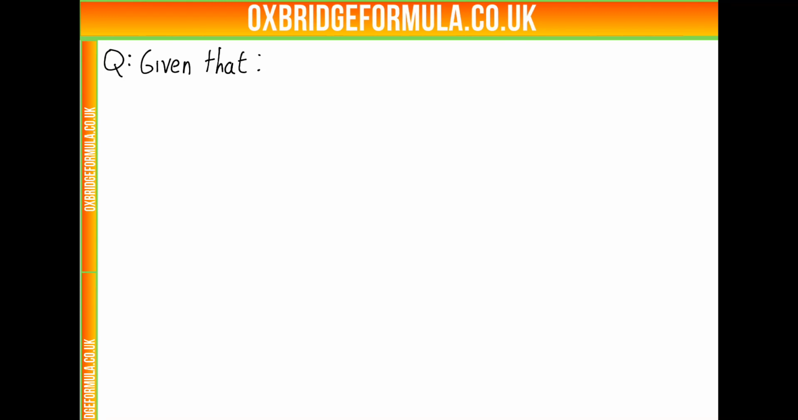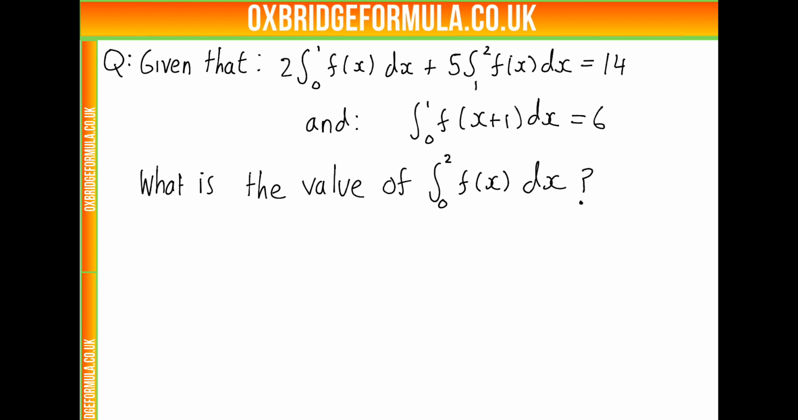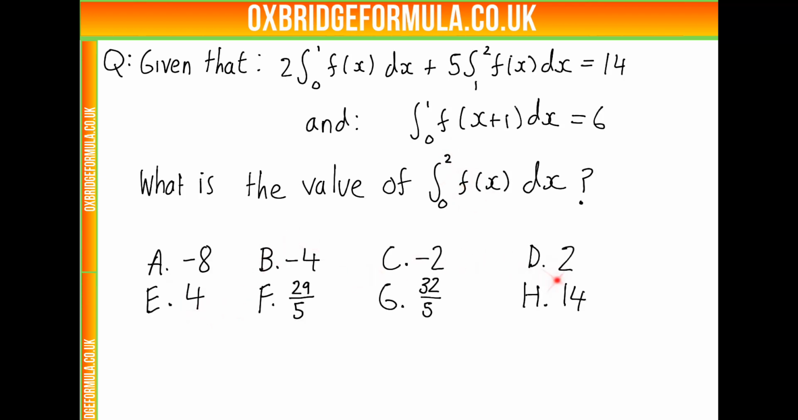In this question we're given that 2 times the integral of f(x) between 0 and 1, plus 5 lots of the integral of f(x) between 1 and 2, is 14. We're also given that the integral of f(x+1) between 0 and 1 with respect to x is 6. Given all this information, we're asked to find the value of the integral of f(x) between 0 and 2. We're given 8 possible numerical answers.